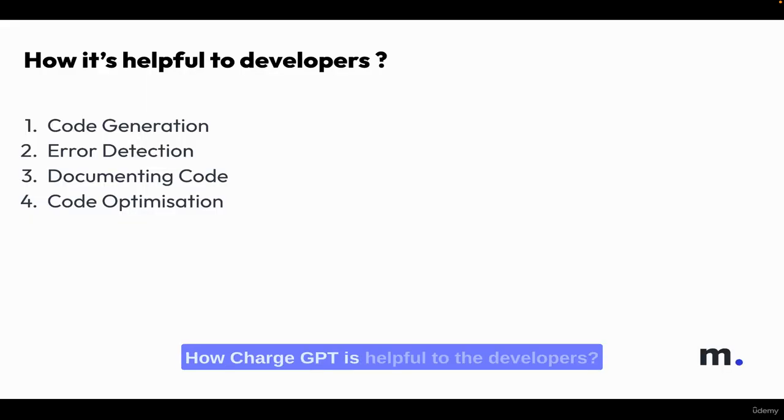How is ChatGPT helpful to the developers? There are so many ways it is helpful, but I summarized 4 things. First one is code generation. ChatGPT can be used to generate simple code snippets in a specific programming language, which can save developers time and effort. Now let's go to the ChatGPT website and we'll see how it can save our time.